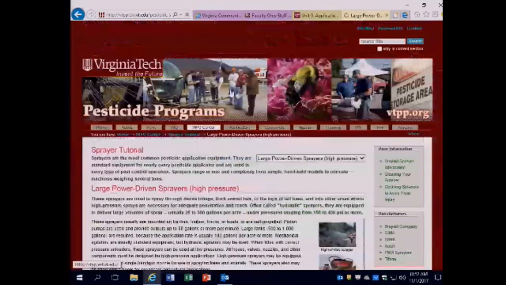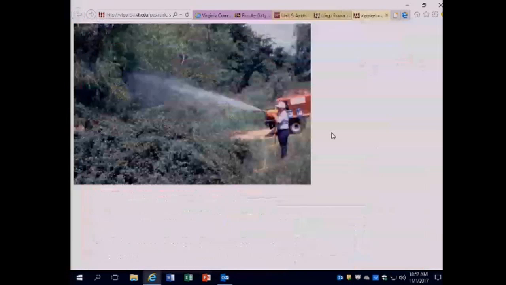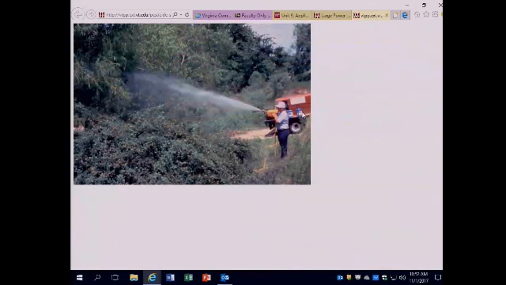This is an example of a high pressure rig that's being used by someone that's trying to reach farther back into a wooded area to control either an insect or weeds. But there are so many issues wrong with this image. What can you see wrong with this image, Tyler?